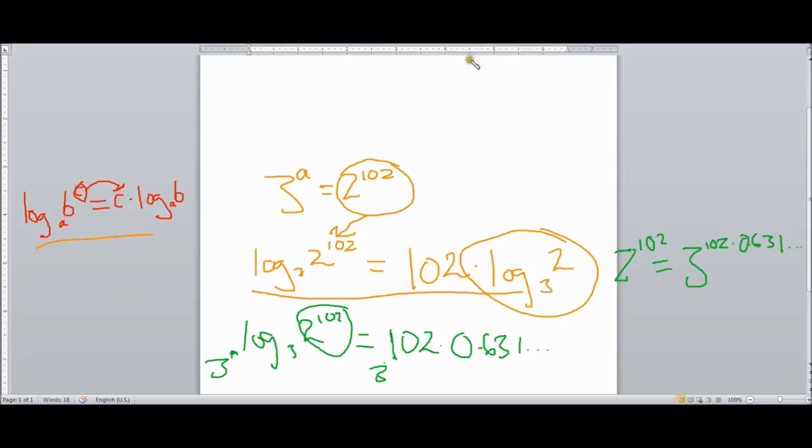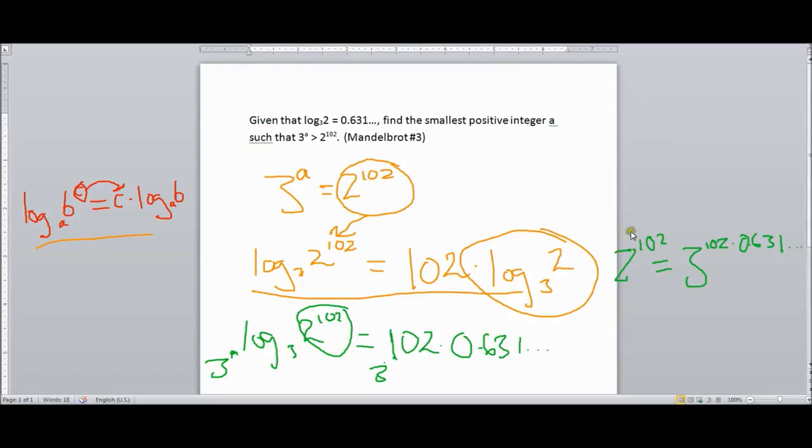Now this problem becomes really, really easy because now we have everything we need to solve the problem. Let's look at what we're looking for again. The smallest positive integer a, such that 3^a is greater than 2 to the power of 102. And look at this, we have this 2^102 right here. And we have 3 and we have a. This is a. But we realize that we have this integer thing. This will not be an integer.